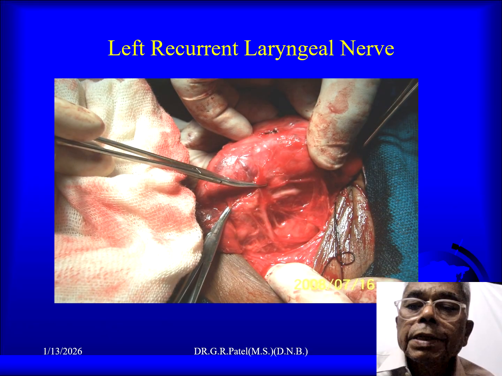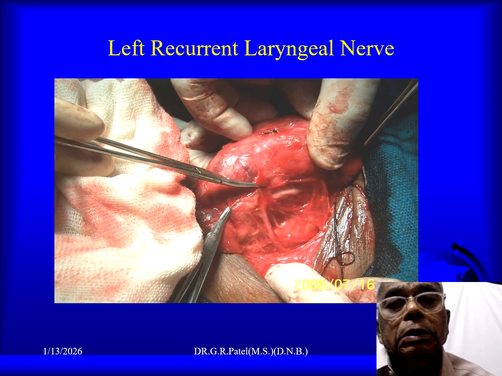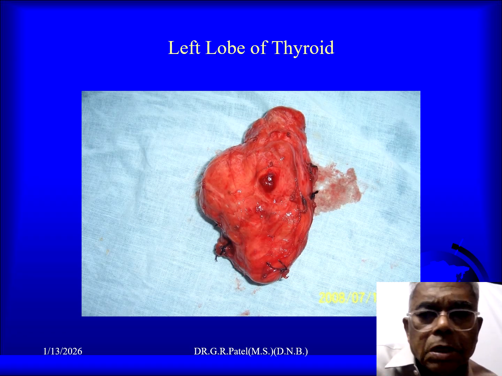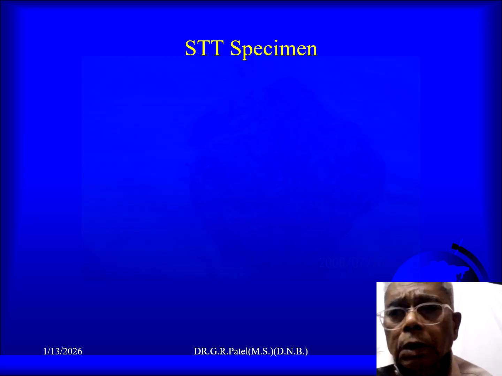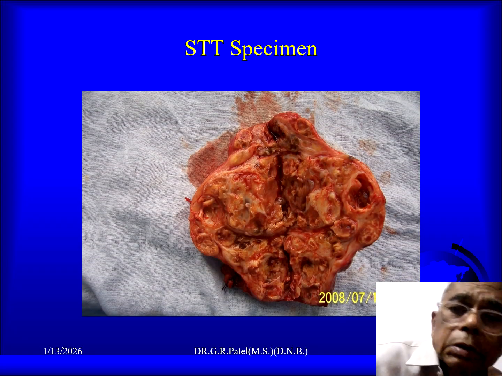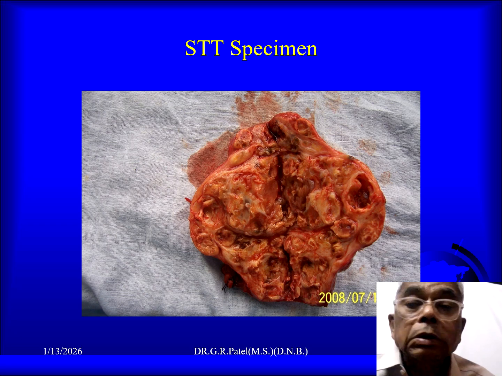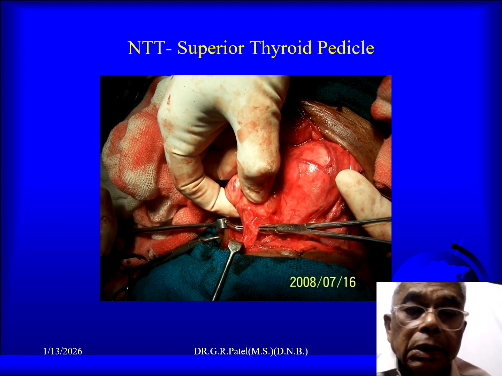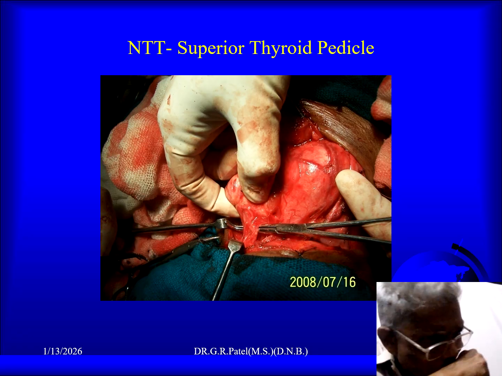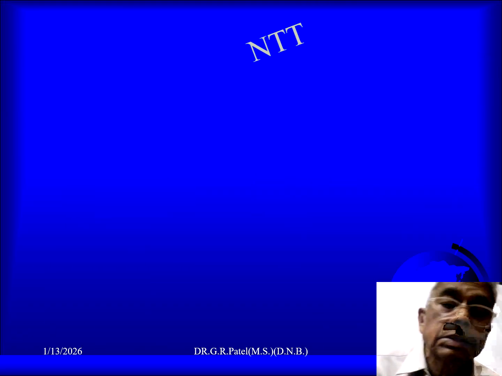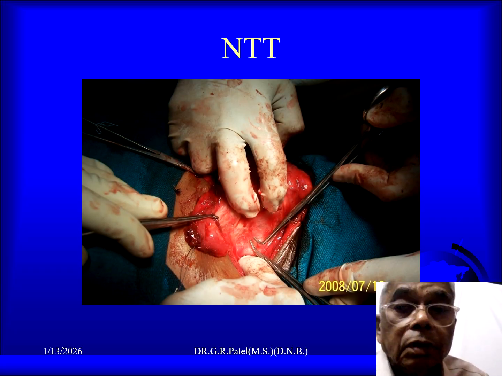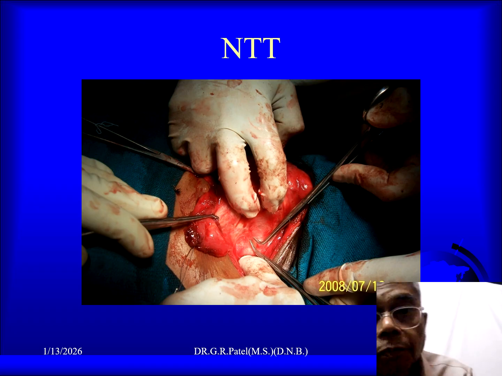Left recurrent laryngeal nerve identified, and the inferior thyroid artery is being demonstrated. Left lobe of thyroid, which has been removed with the isthmus, specimen solid with nodules; cavity with nodules is visible. Superior thyroid pedicle is being ligated, skeletonized. Arteries and nerves are ligated separately. This is a near total thyroidectomy we are doing. We are dissecting outside the capsule of the thyroid.